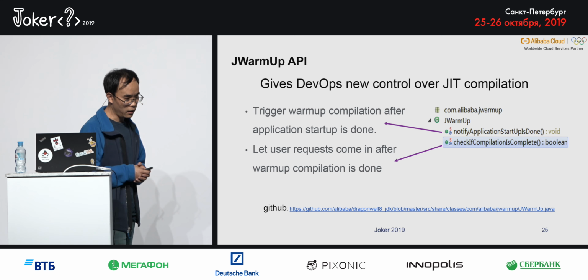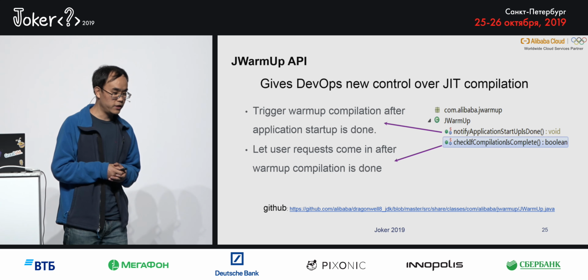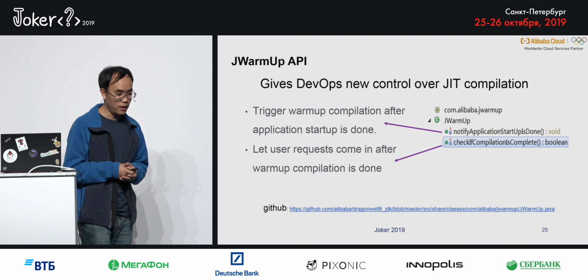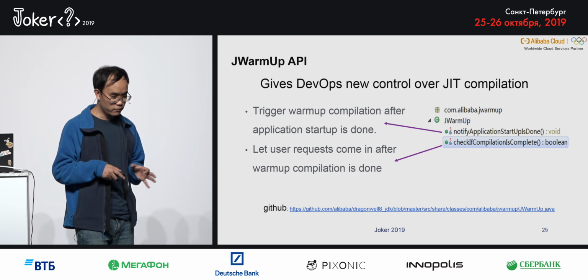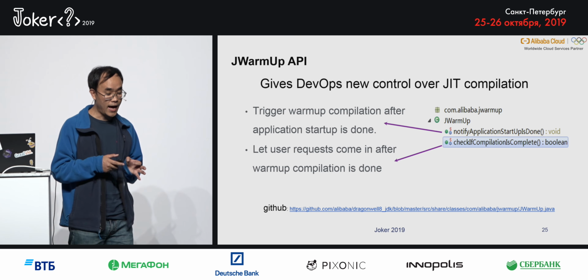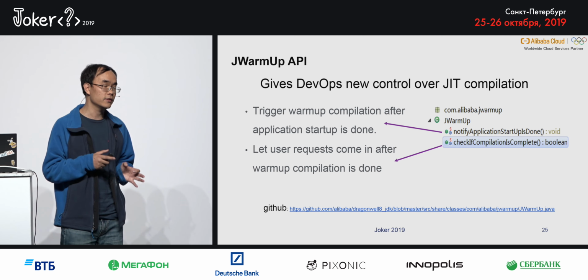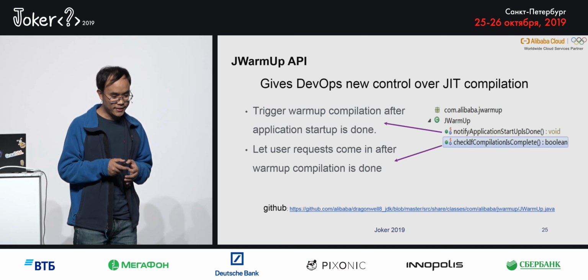Okay, this is the key part, I think. JVM defines these two APIs. These two APIs are very critical. They give DevOps new control over just-in-time compilation. Then you can choose when you want to do the just-in-time compilation.